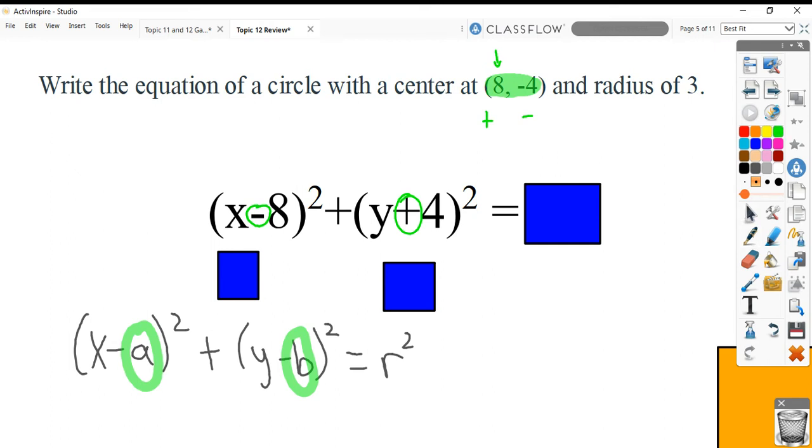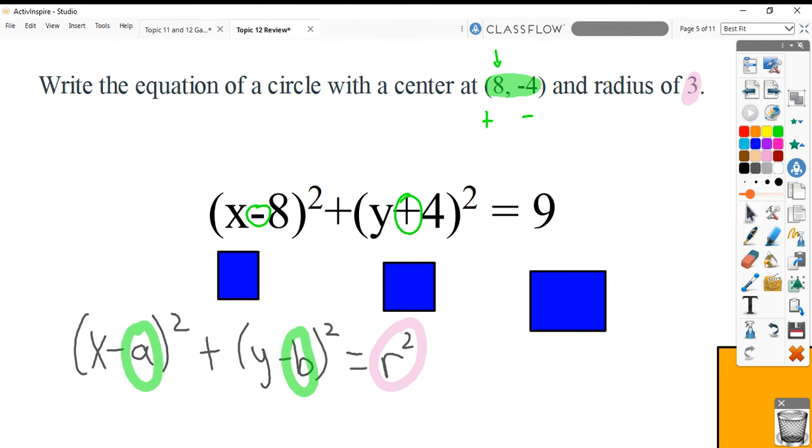It's a really easy thing to mix up, especially on a multiple choice test. They will give you everything in this problem right, except it would say plus 8 and minus 4, and that would be a wrong answer. That's something you have to be really careful with. This last part, r squared, is talking about the radius. It tells us that the radius is 3, so r squared, the other side of the equation, is going to be 9. So our answer is x minus 8, y plus 4, and then we take that radius and square it for the other side of the equation.